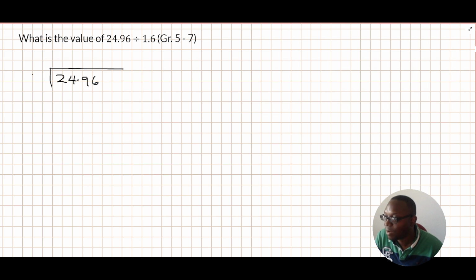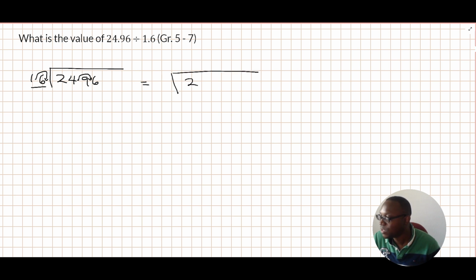24.96 divided by 1.6. It's actually difficult to divide when you have a decimal in your divisor, which is the number right here. So what I like to do is move the decimal point until it's at the end of the number. So I'm going to move the decimal right here, so I am going to have 16 on this side. And because I moved the decimal 1 unit to the right, I'm also going to move it 1 unit to the right over here. So now our division is going to look like this.